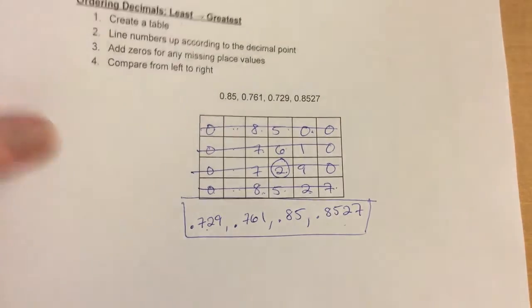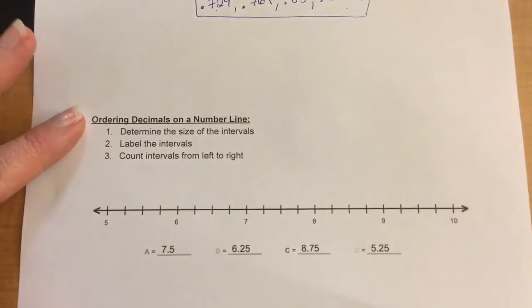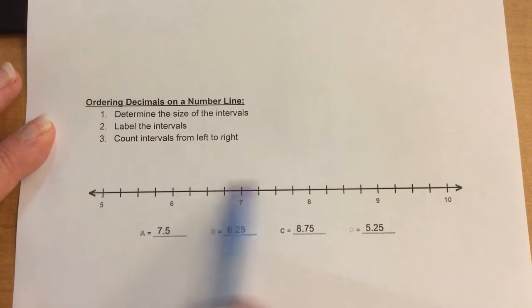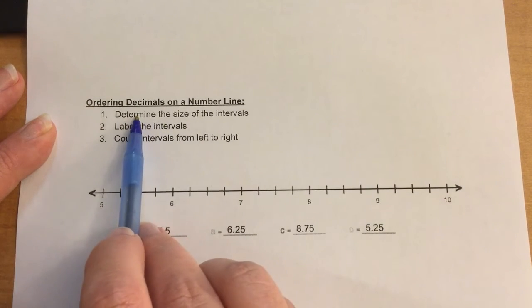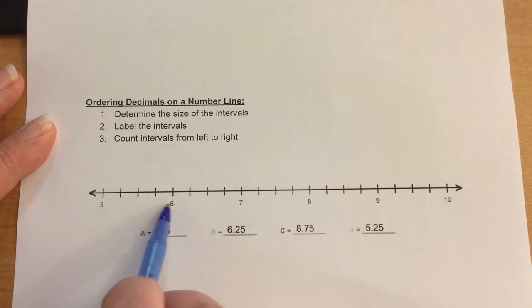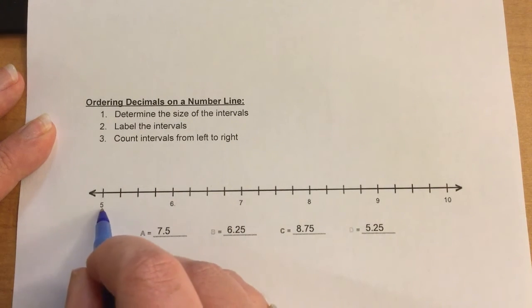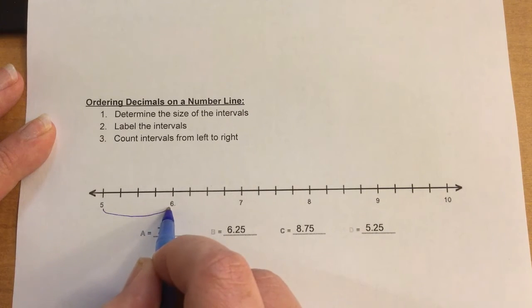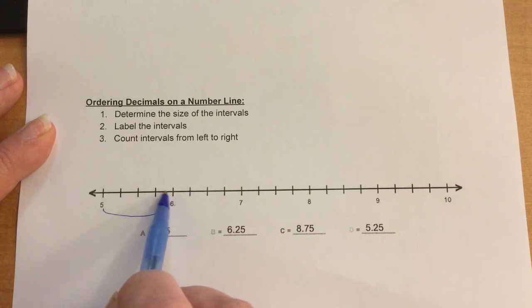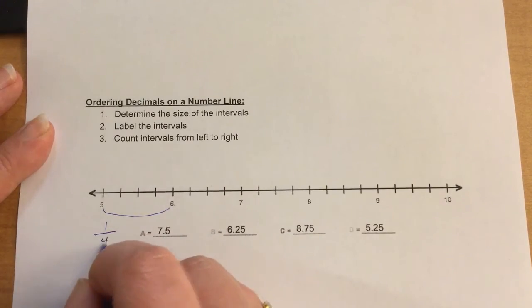The other thing you might need to do is to order decimals onto a number line. So given this number line, the first thing you need to do is determine the size of the intervals. So if you look from here to here, 5 to 6, that is 1. That is, you move up by 1. And then what you do is you decide how many pieces is it split into. So 1, 2, 3, 4. So we have 1, and it's split into 4 equal pieces.